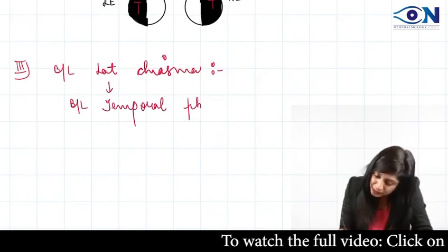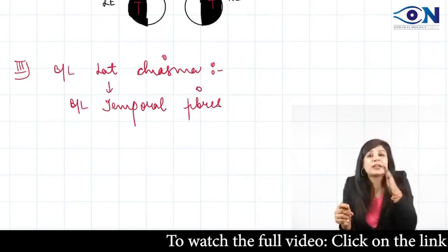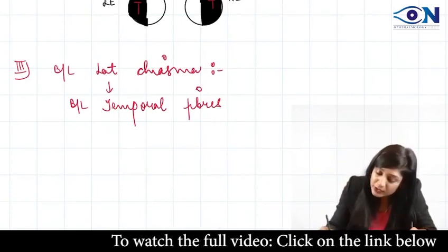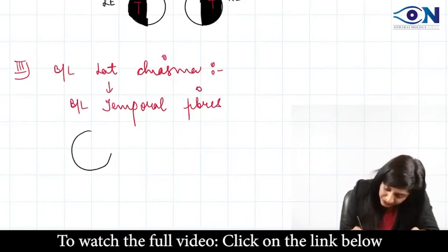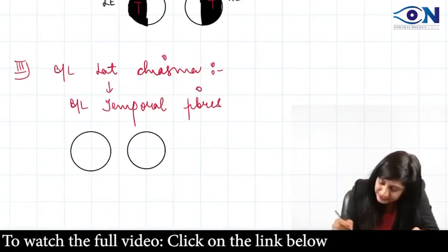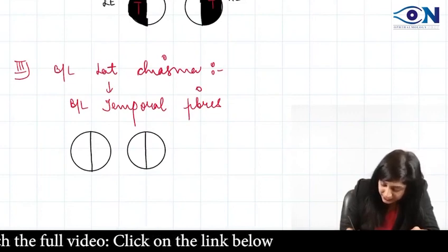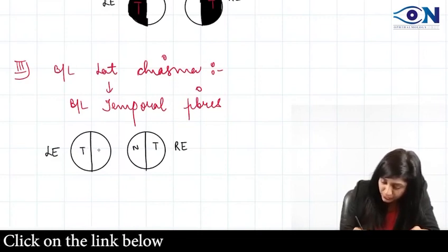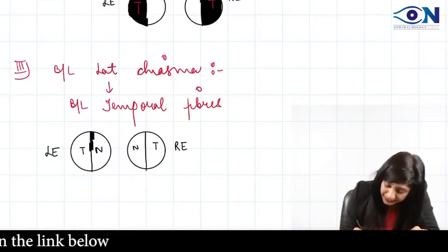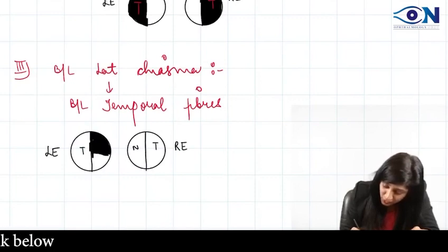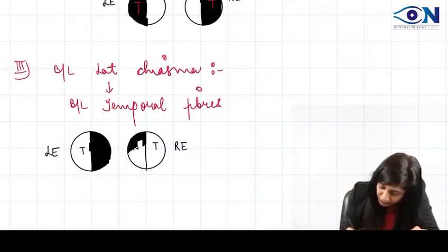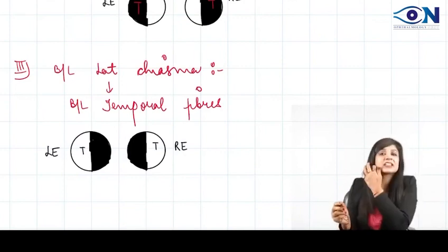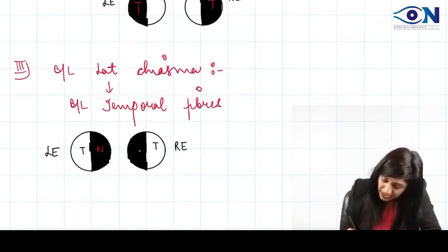So what is affected is the bilateral temporal fibers, and temporal fibers will affect the nasal field. So you are going to get diagonally opposite. That means the nasal field of this eye and the nasal field of this eye. Right eye field, left eye field, temporal, nasal, temporal and nasal. So now it is the nasal field of this eye which is going to be affected as well as the nasal field of this eye. This will be called the binasal hemianopia.